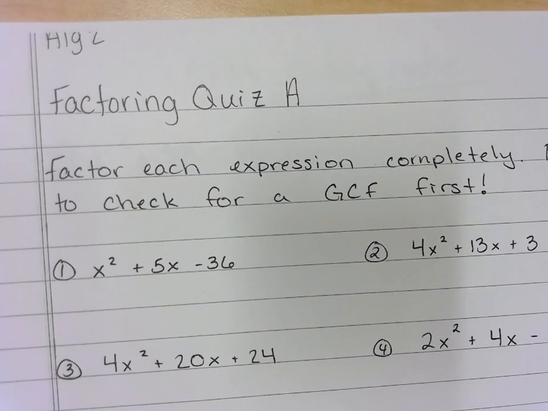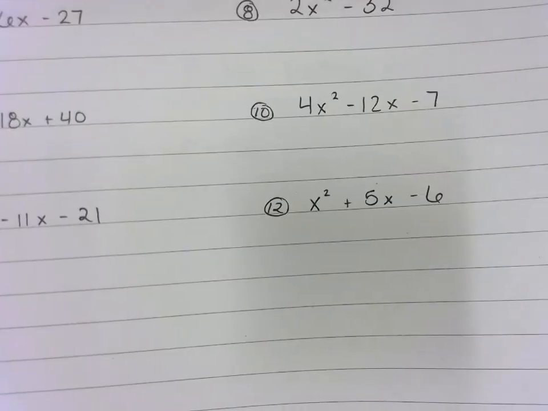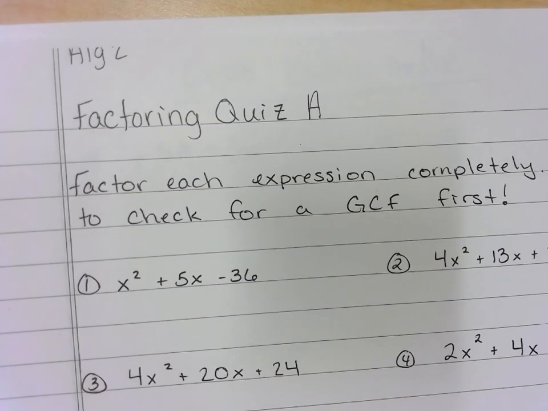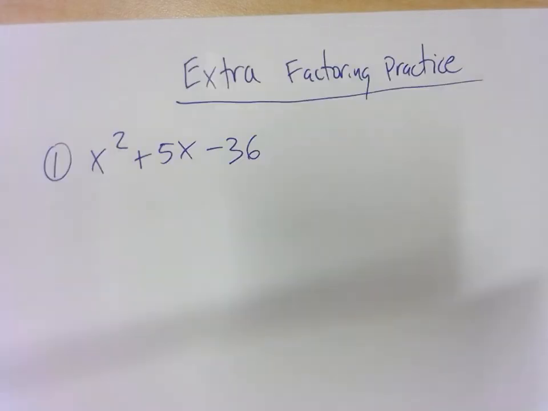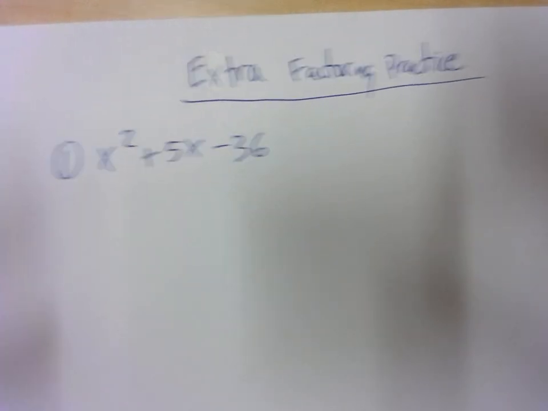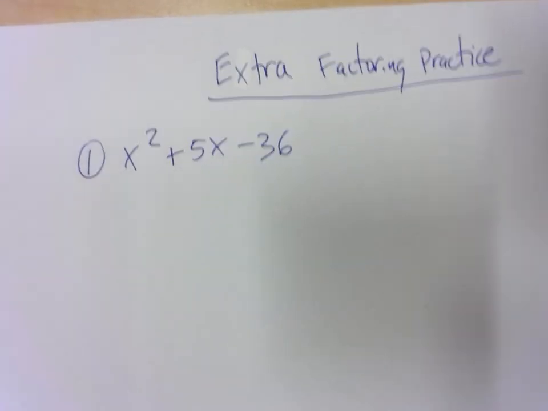Right, what we have here is an old quiz, and it has 12 questions on it. We're going to go through this and use it as extra practice for factoring. So here's the first one. Remember, we're basically doing FOIL backwards.